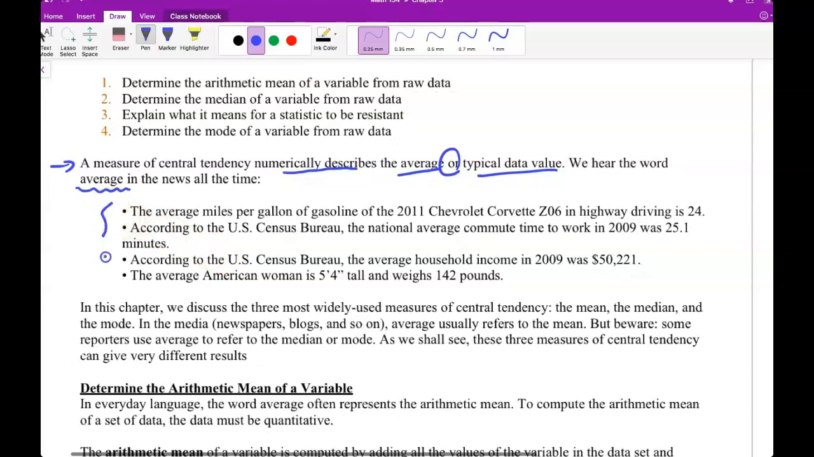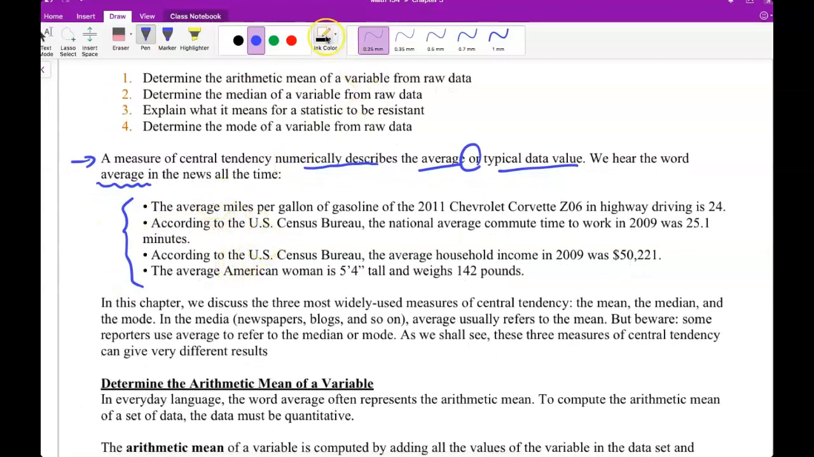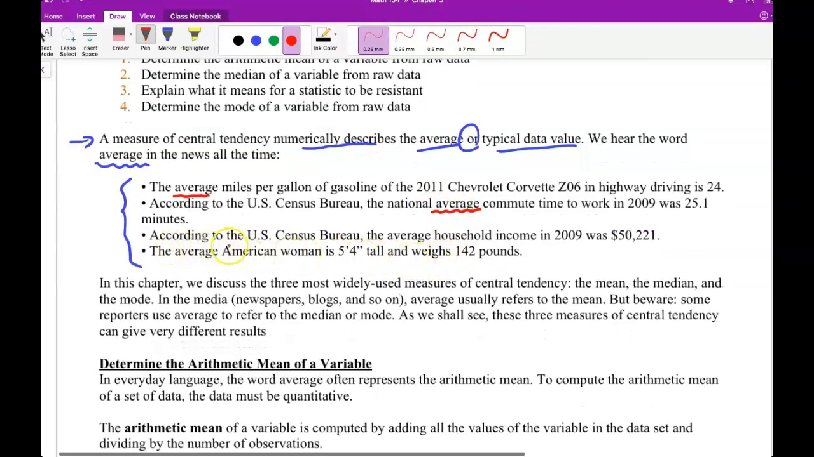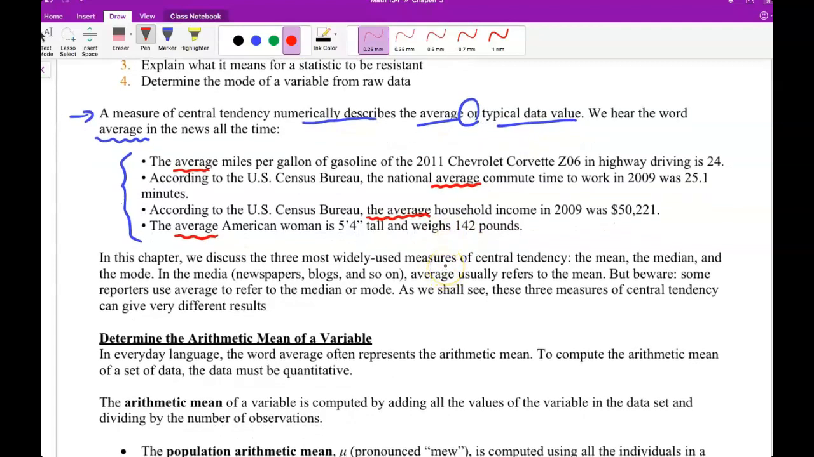Here we have examples. In each one you can see that word, average. The first one, the average miles per gallon. The next one, according to the US Census, the national average. So here again, average. The third one, here again we have the average household income. And finally, we have the average American woman. For all of these, we use the average.